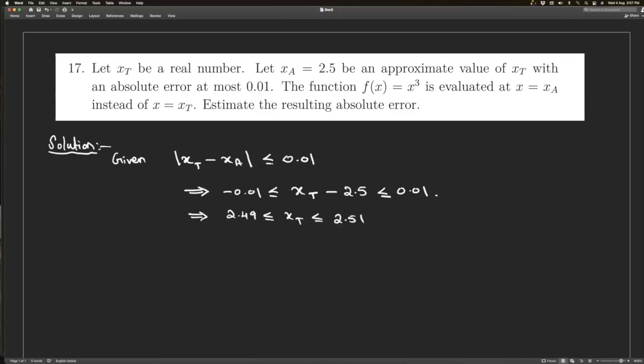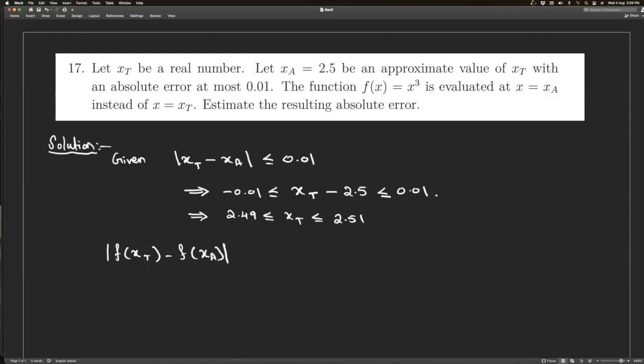So xt ranges between these two numbers. Now we have to evaluate f of x equal to x cube. Well, we want to evaluate at xt, but we are only given xa. Therefore, we can only evaluate f of x at xa, right? Now we have to estimate the resulting absolute error. That is, we want to find an upper bound for the absolute error |f(xt) - f(xa)|, right?